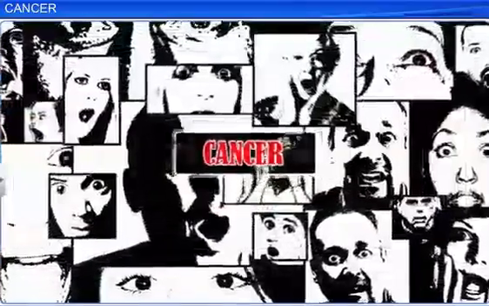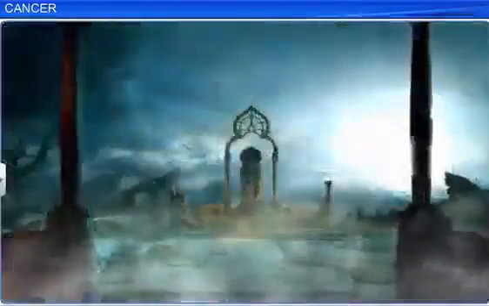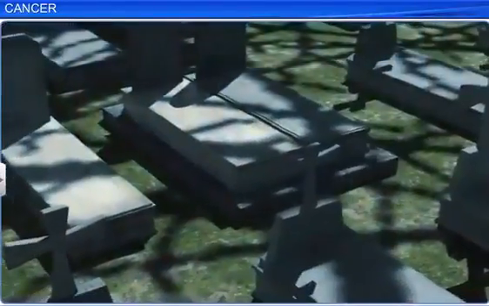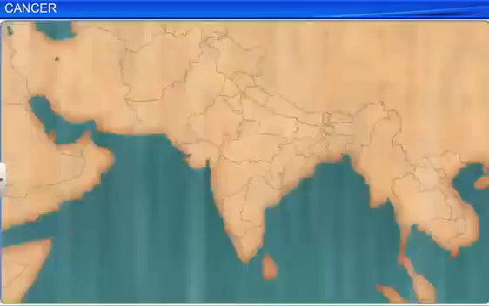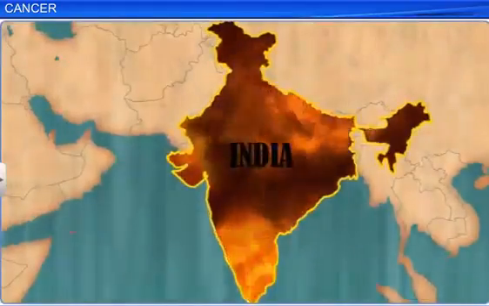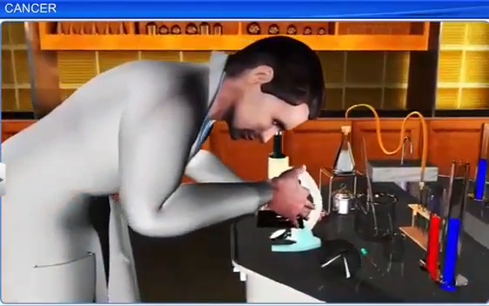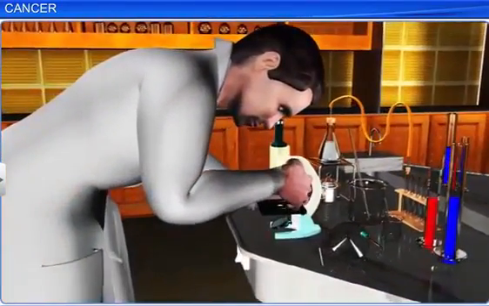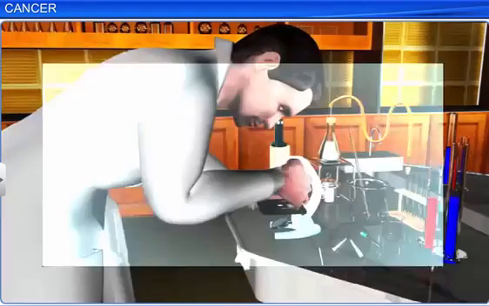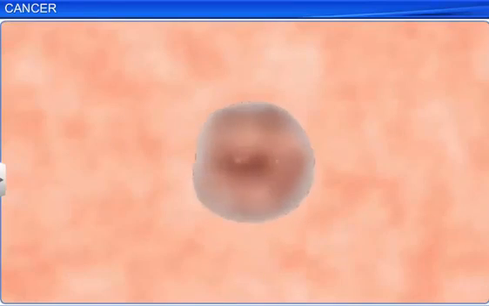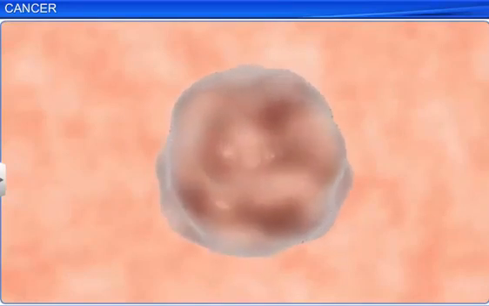The word cancer evokes fear in our minds. And why not? It is a disease that claims more than millions of lives annually in India alone, and has been the subject of a lot of research by scientists and biologists. Scientists have found that cancer is characterized by the uncontrollable growth of the body's cells.